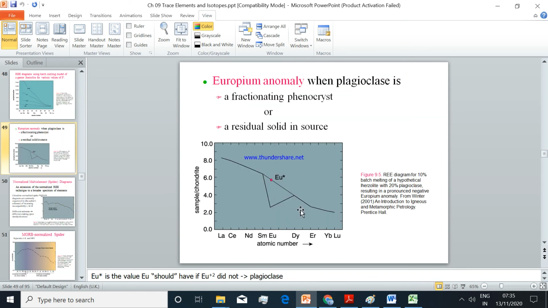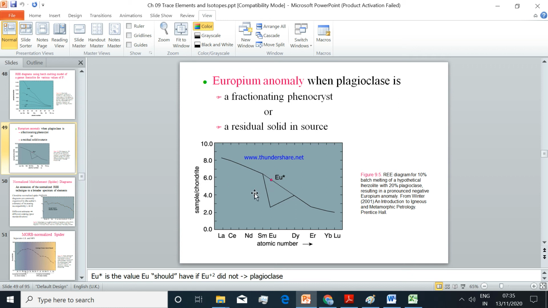And this is the europium anomaly which I was discussing. The type of diagram is known as a spidergram in igneous petrogenesis, or in petrogenetic processes. Spidergram, and these values are actually the ratio of parts per million concentrations of lanthanum, cerium, neodymium, samarium, europium, dysprosium, erbium, ytterbium and lutetium in a sample versus in a chondrite value.